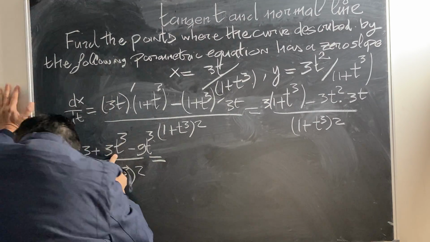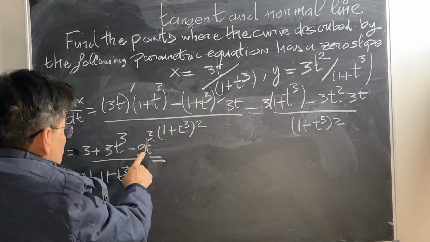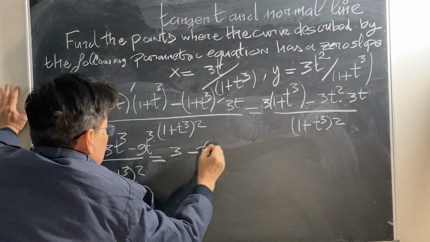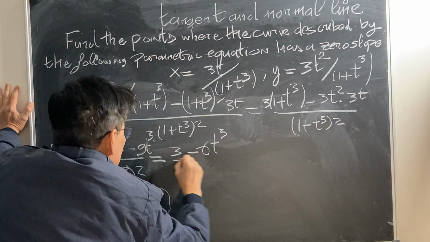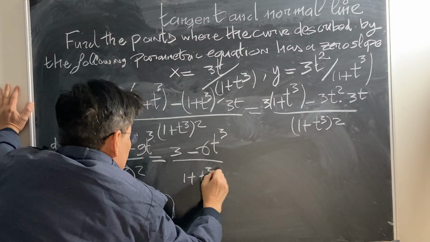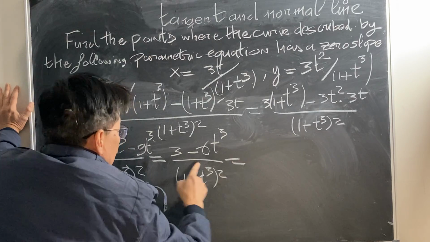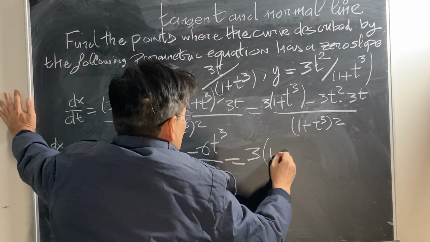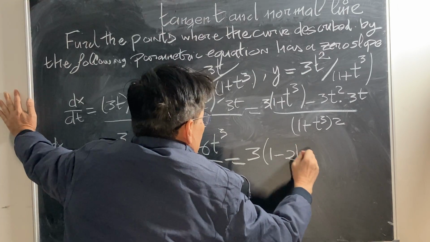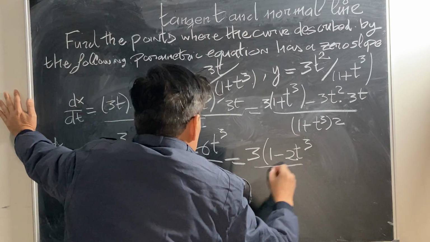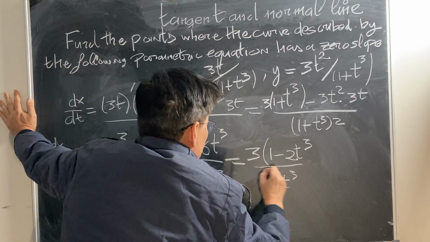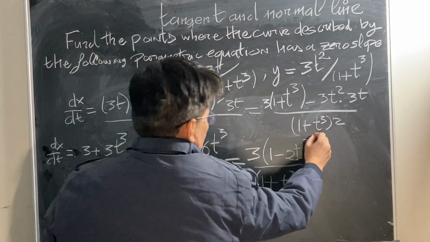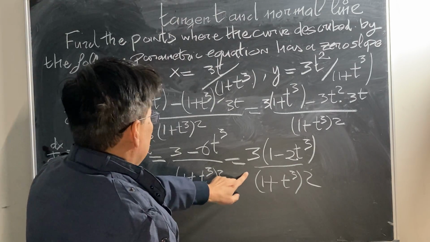So 3t cubed minus 9t cubed equals minus 6t cubed, divided by 1 plus t cubed squared. Then you can factor 3 out, and you have 3 times 1 minus 2t cubed over 1 plus t cubed the whole thing squared. Okay, so you can stop right here and put the answer somewhere.